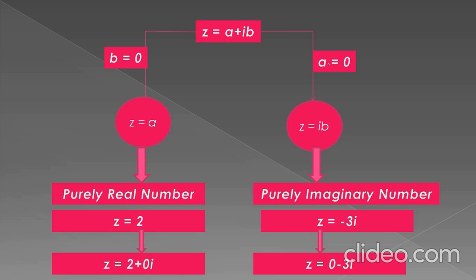Second case, if a is equal to 0, that is the real part is 0, then it will become a purely imaginary number, that is z equal to iota b. For example, z equal to minus 3 iota. Here the real part is 0. So it can be written as z equal to 0 minus 3 iota and it is a purely imaginary number. So this is the representation of complex numbers.